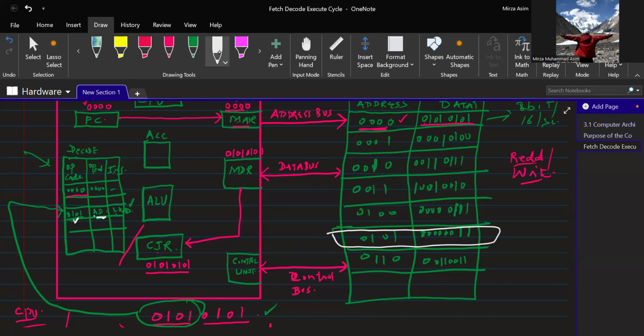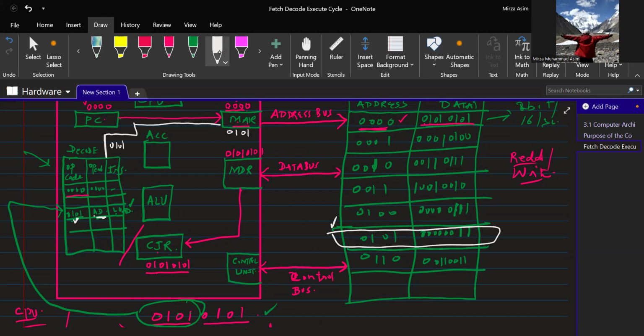So what happens now? This address, which is 0101, will be copied to the MAR again, so that the final stage, which is the execution stage, can be completed or finalized, right? So this address 0101 is transmitted through the address bus to the memory, and it finds the address.